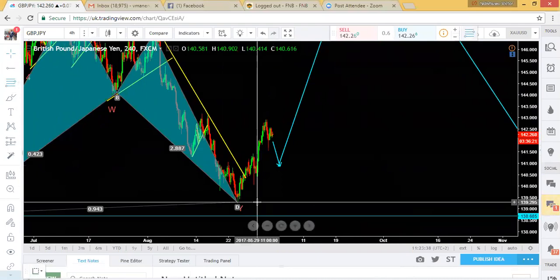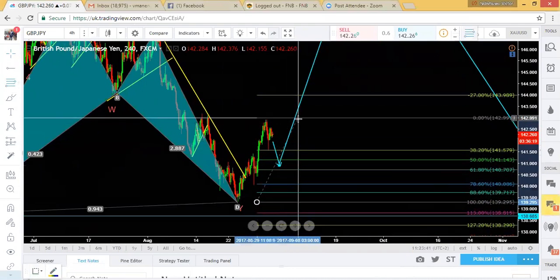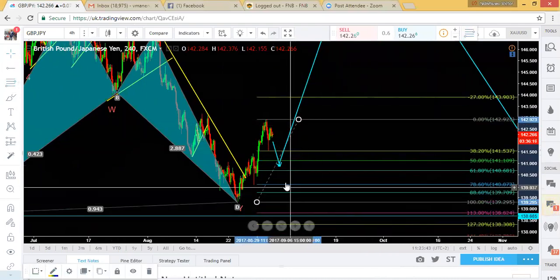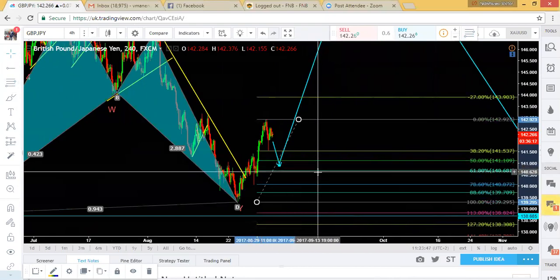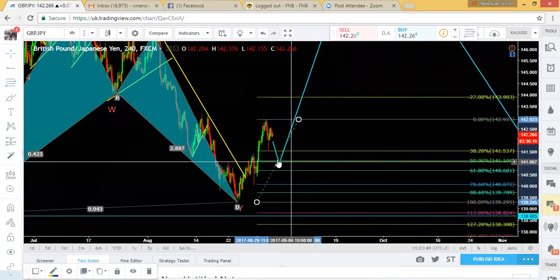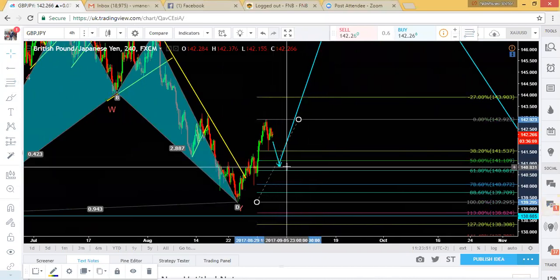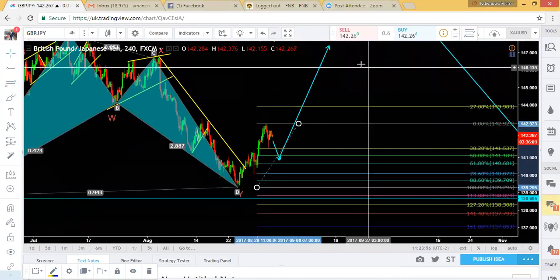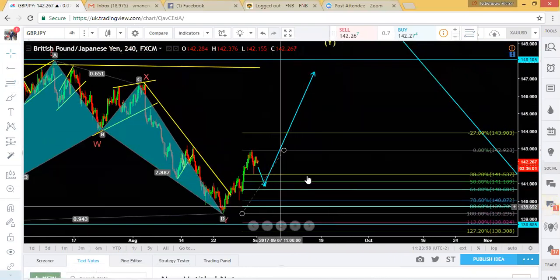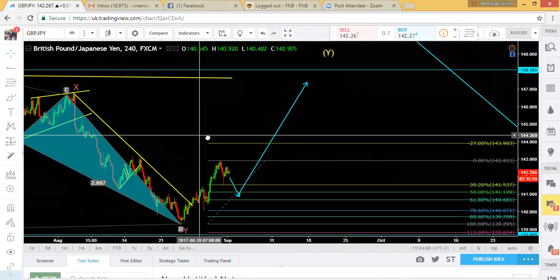If we take the fib from 0 to where it reversed, this is the 50. The 50 is at 141.10. The 61 is at 140.68. So anywhere around here, if it comes to this area, then it's an opportunity to buy it again. Okay, you can buy it again if you want, or you can just let it run with the current trade that you have.